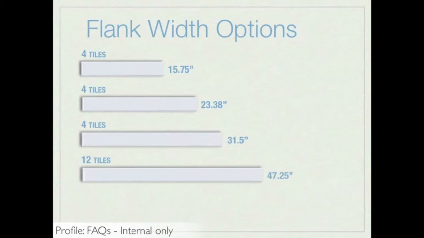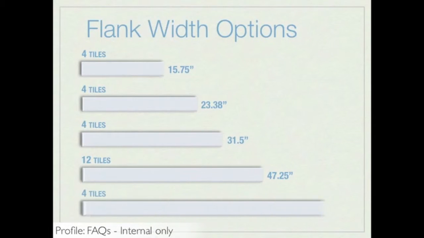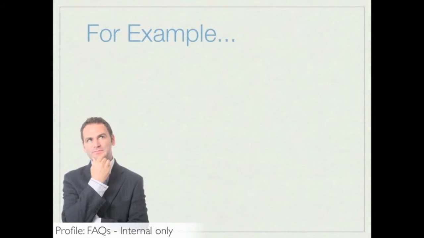Now, when it comes to Flank tiles, the available width options are 4 tiles at 15.75 inches, 4 tiles at 23.38 inches, 4 tiles at 31.5 inches, 12 tiles at 47.25 inches, and 4 tiles at 71.13 inches. To illustrate how this works, let's look at an example.